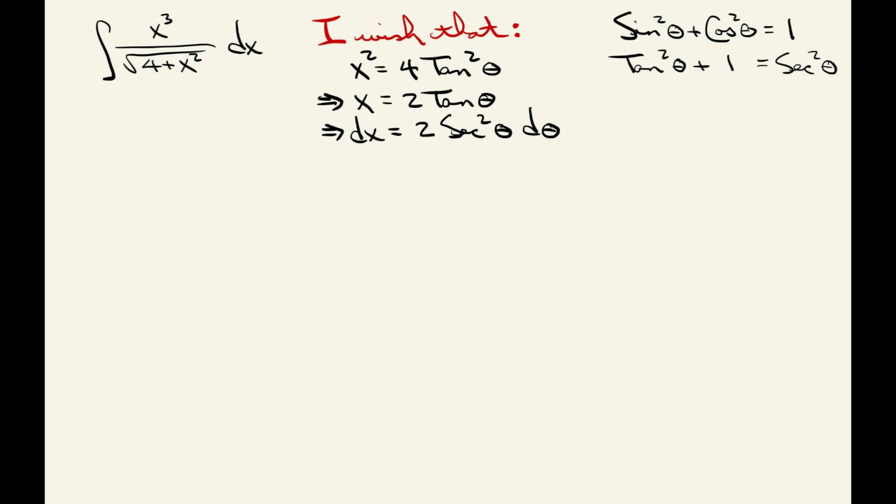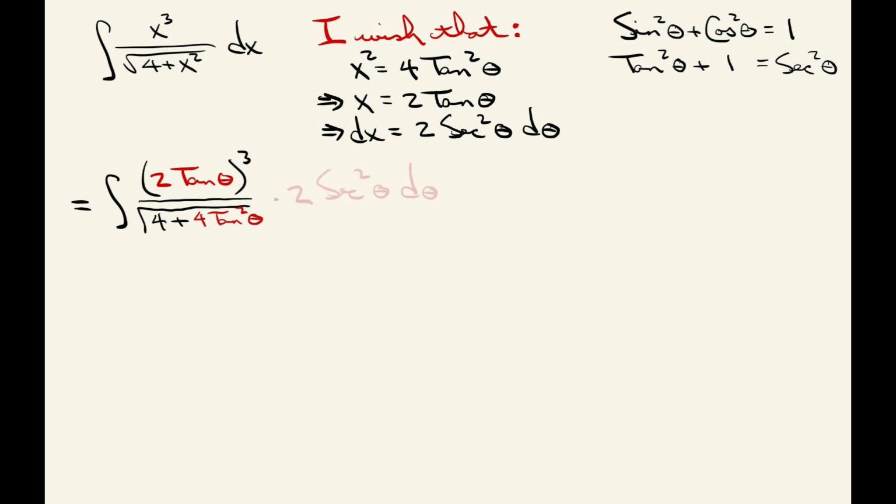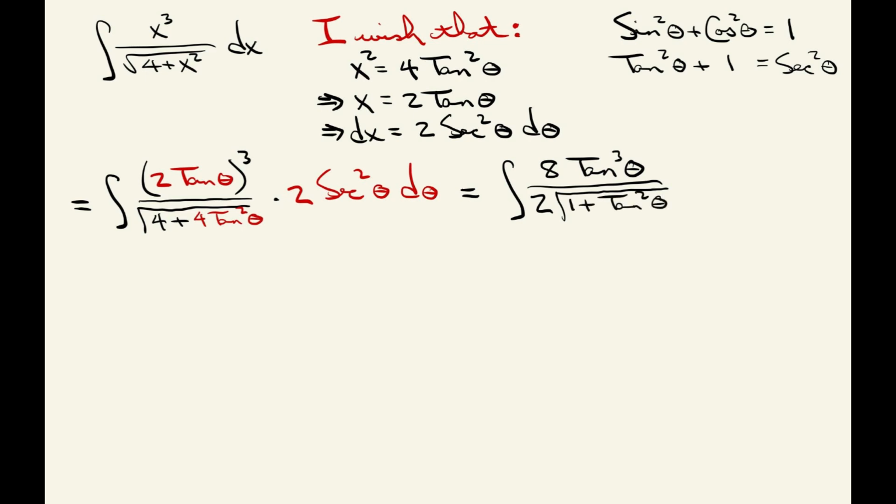Incorporating our wish and these two consequences into our integral yields the quantity 2 tan theta cubed divided by the square root of 4 plus 4 tan squared theta, times 2 secant squared theta d theta. Well, 2 tan theta quantity cubed is equal to 8 tan cubed theta. And factoring 4 out of both terms in the denominator and then bringing the 4 outside the radical as a 2 yields 2 times the square root of 1 plus tan squared theta. All of this is being multiplied by 2 secant squared theta d theta.